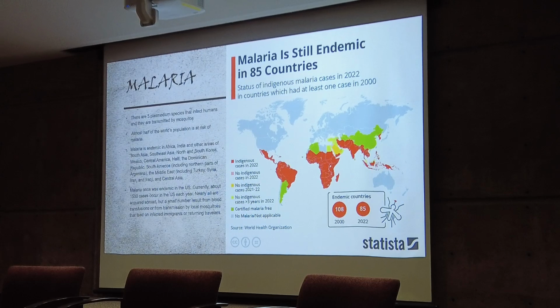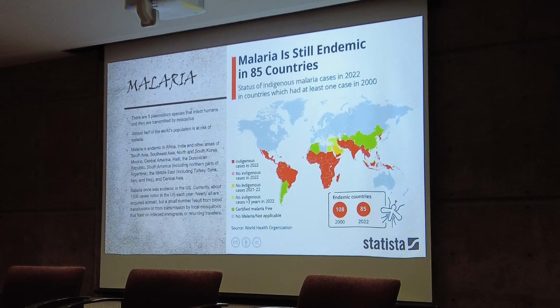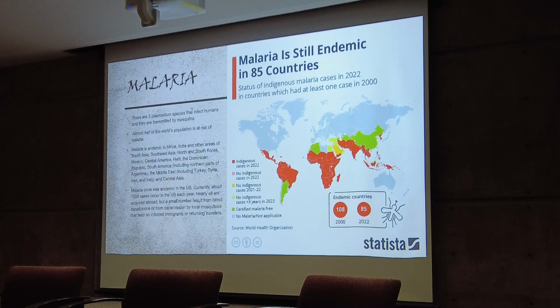Malaria is still endemic to 85 countries. If you notice, it follows the equator, just right along the equator. There are 5 Plasmodium species that infect humans, and they're transmitted by mosquitoes. Almost half the world's population is at risk of malaria. Malaria is endemic to Africa, India, and other areas of South Asia, Southeast Asia, North and South Korea, Mexico, Central America, Haiti, the Dominican Republic, South America, along with northern parts of Argentina, and the Middle East, including Turkey, Syria, Iran, and Iraq, and Central Asia.